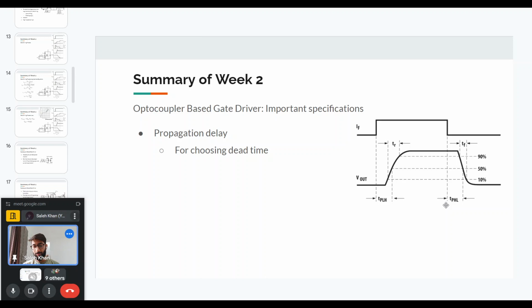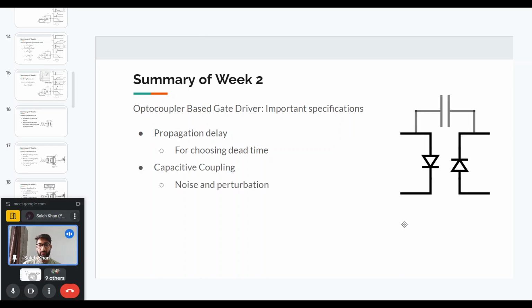But in practice you will see that the delay at the on portion and the delay during the off portion are not the same. So that is why we have to consult the data sheet of the specific optocoupler and see these delays and the rise times to make sure that the dead time is properly given.